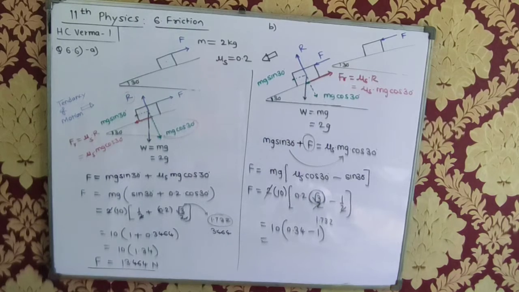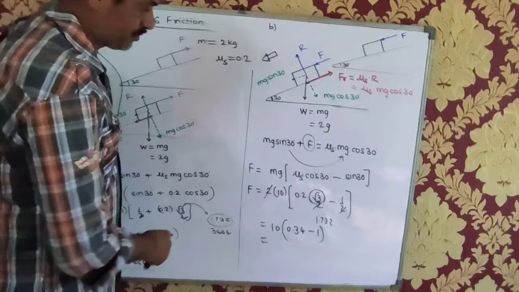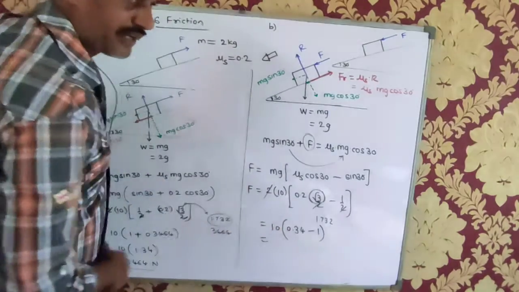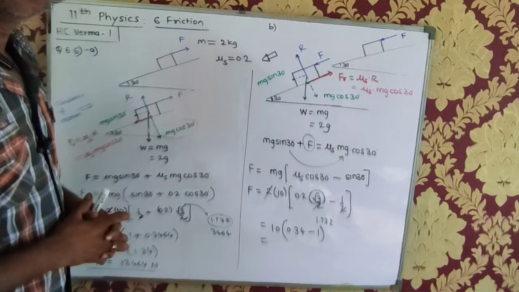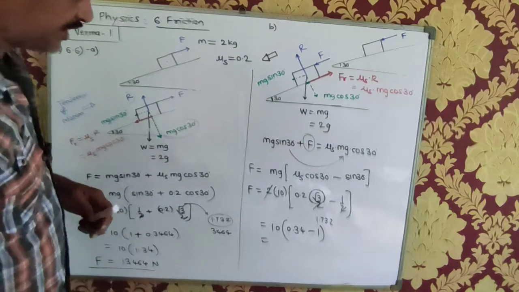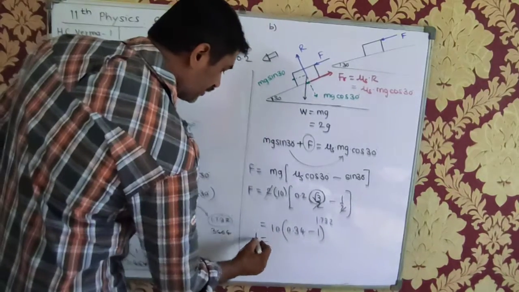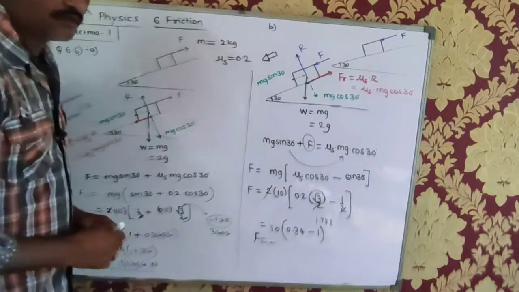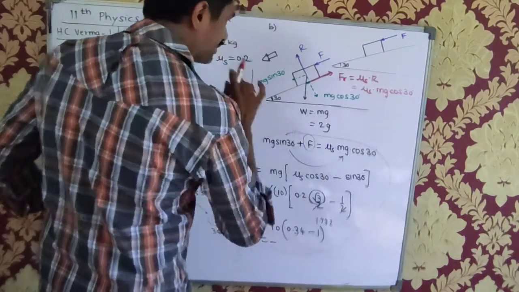What does this mean? In the opposite direction. See, what does this mean? Here a minus answer is coming. Minus means you don't have to apply any force. Zero force is required, because 0.34 minus 1 gives f is equal to negative. The answer is coming negative. How do you interpret this result? The interpretation will be this.